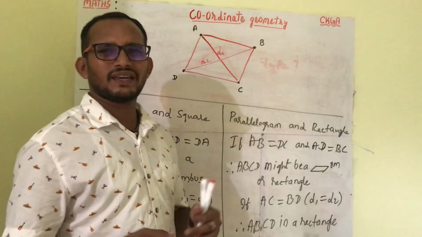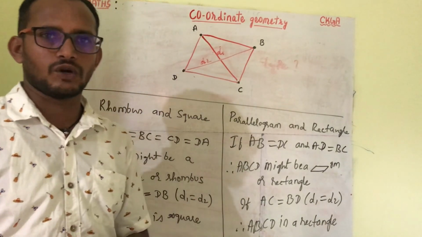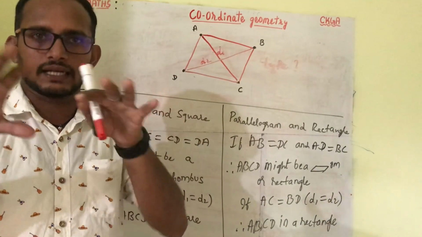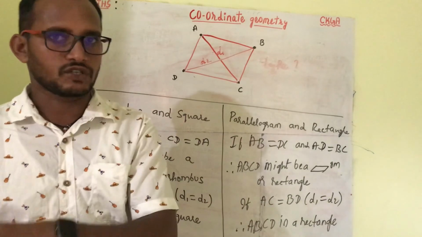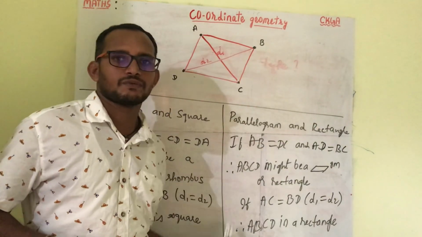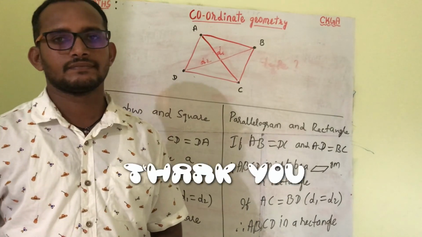If they give four different points or three different points, they will ask you to check whether the given non-collinear points form what type of triangle or what type of quadrilateral. So use these concepts, and you will get the result. Thank you.